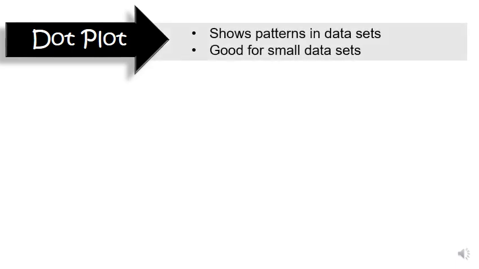Dot plot. A dot plot shows patterns in data sets, and it's good for small data sets. Obviously, these are numbers, so quantitative data sets.